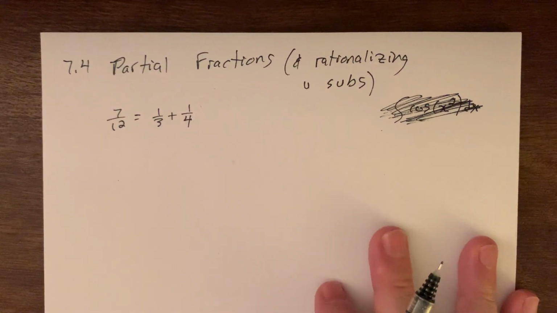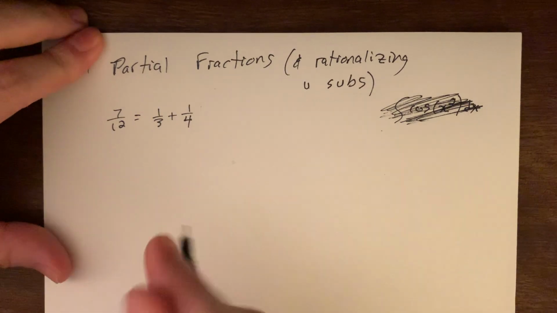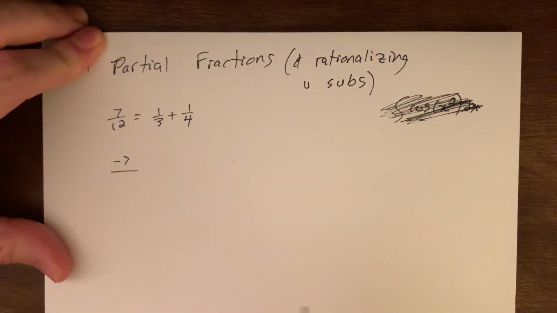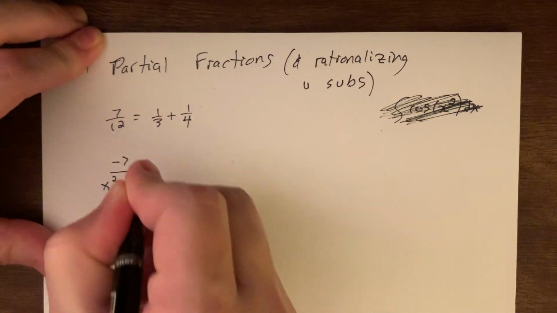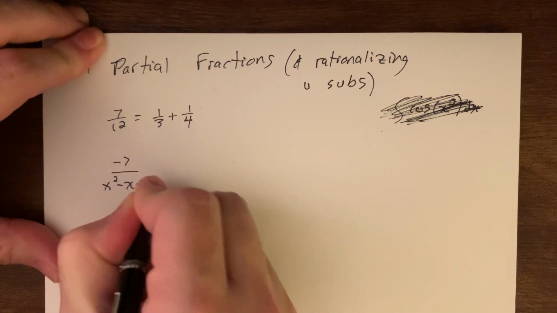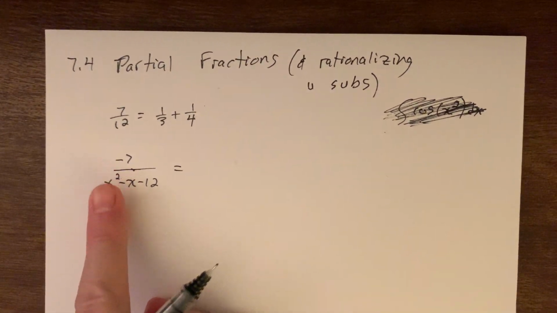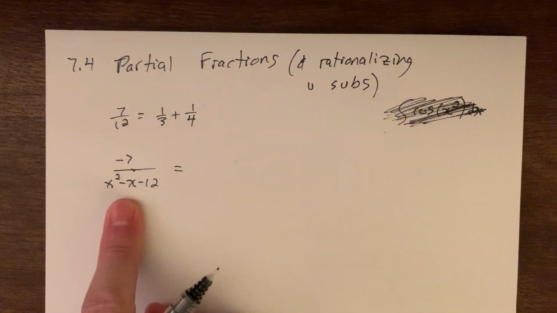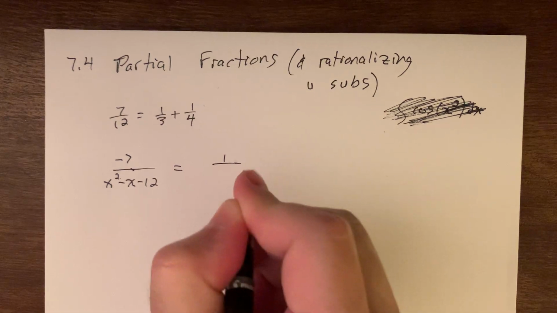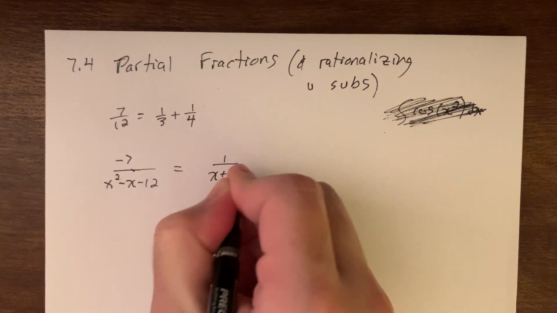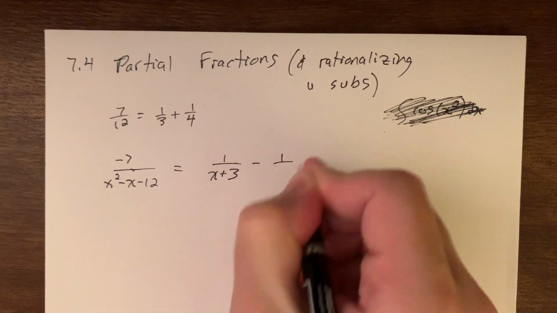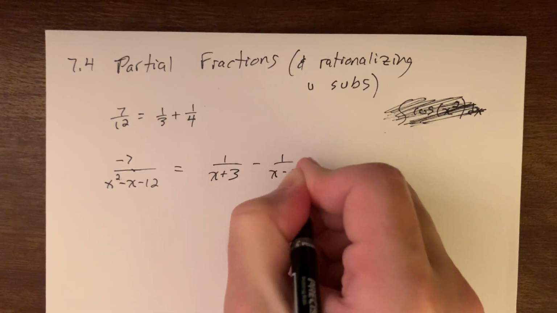So one very, very quick one to try and give us some motivation. If we expand that and not just look at numbers, if we actually look at algebraic expressions, we can take the fraction minus 7 over x squared minus x minus 12, and that could be broken down into 1 over x plus 3 minus 1 over x minus 4.